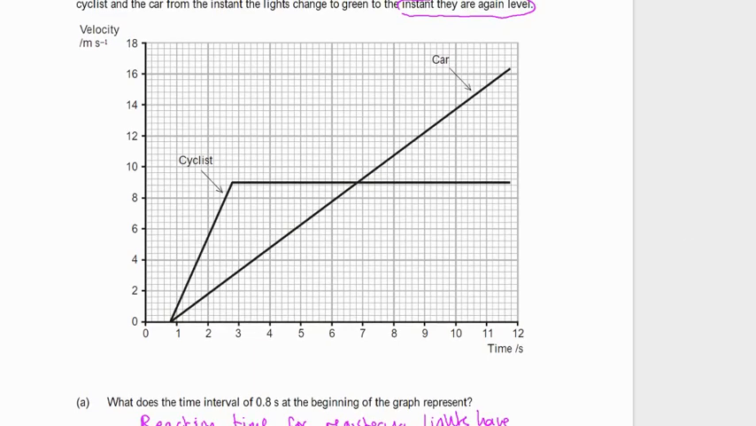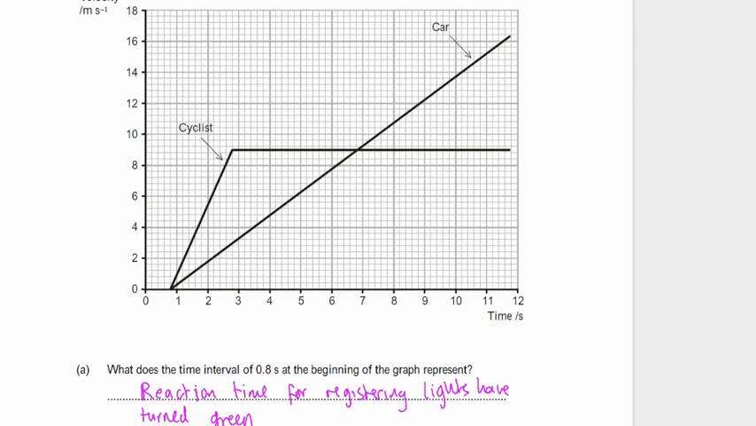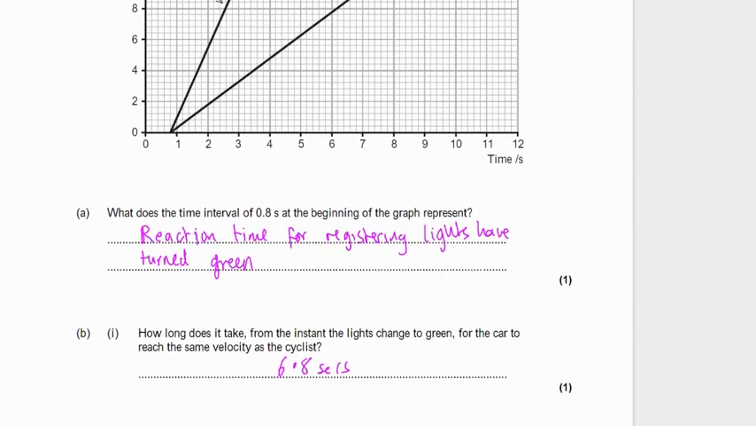Clearly, it takes some time for them to register, the cyclist and the car, from the instant the light changes. So the light changes, then they press the pedals or start pedaling, and as a result, the bike and the car start to move. So the first 0.8 seconds is a reaction time for registering the lights have actually turned green. They see the lights, then it takes a bit of time for them to press the accelerator or start pedaling. So that's where that delay is.